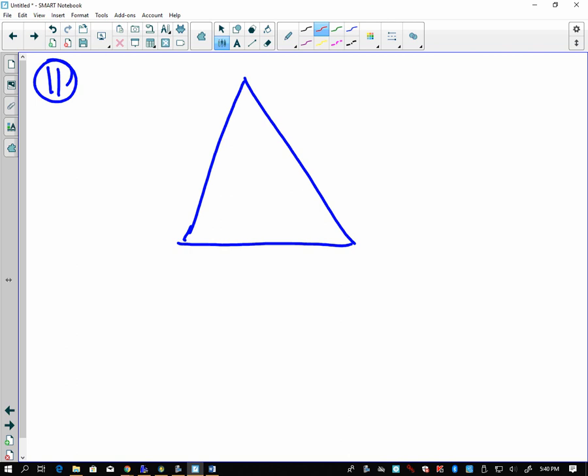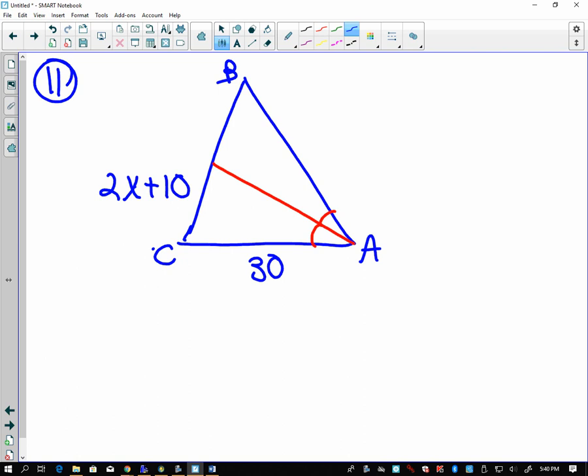Might get something like this, where I know that these two angles are the same. Let's label this out here. Let's call this A, B, C. Let's call this 30. Let's call this x plus 10. Let's call it 2x plus 10. Let's call this 6x minus 6. And let's call this 36.